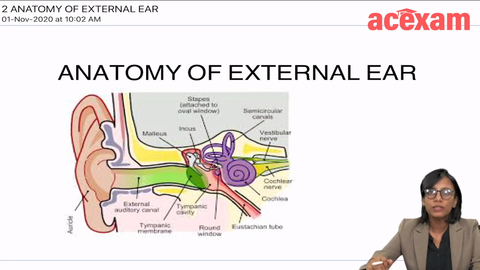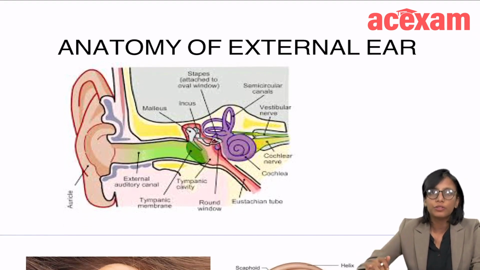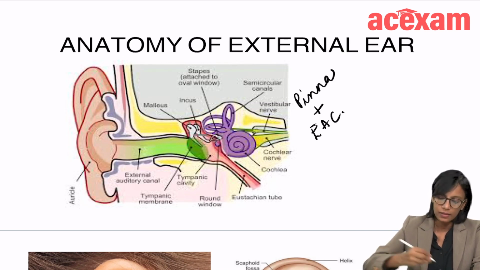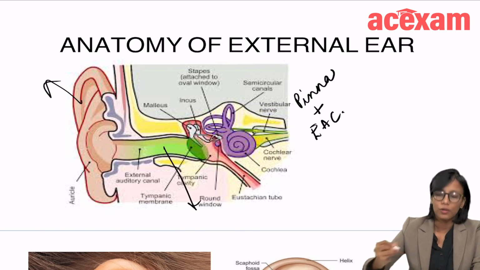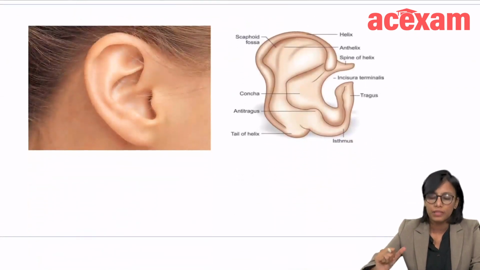So now let's do the anatomy of the external ear. What are the parts of the external ear? The parts of the external ear are the pinna and the external auditory canal. This is the pinna, this is the external auditory canal. Now let's study each of them separately.